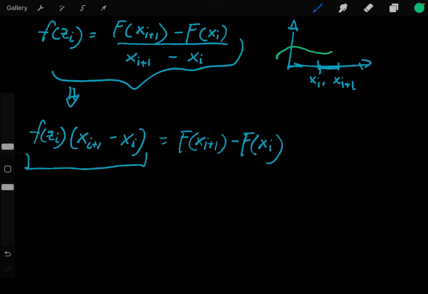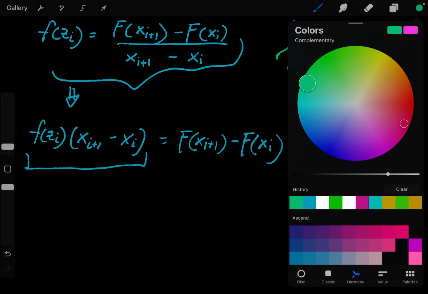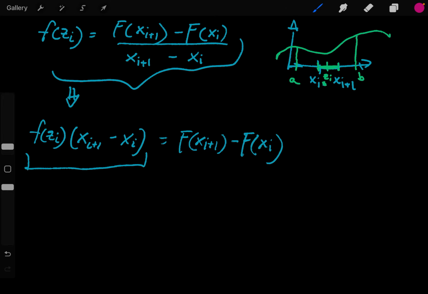So here's my function f, right? And I want the integral from a to b, so I want this whole area basically. And if you look at this here, this is the partition x_i to x_i+1. And we know from the mean value theorem that zi is somewhere in here, right? So f of zi is exactly this value up here. That's f of zi.